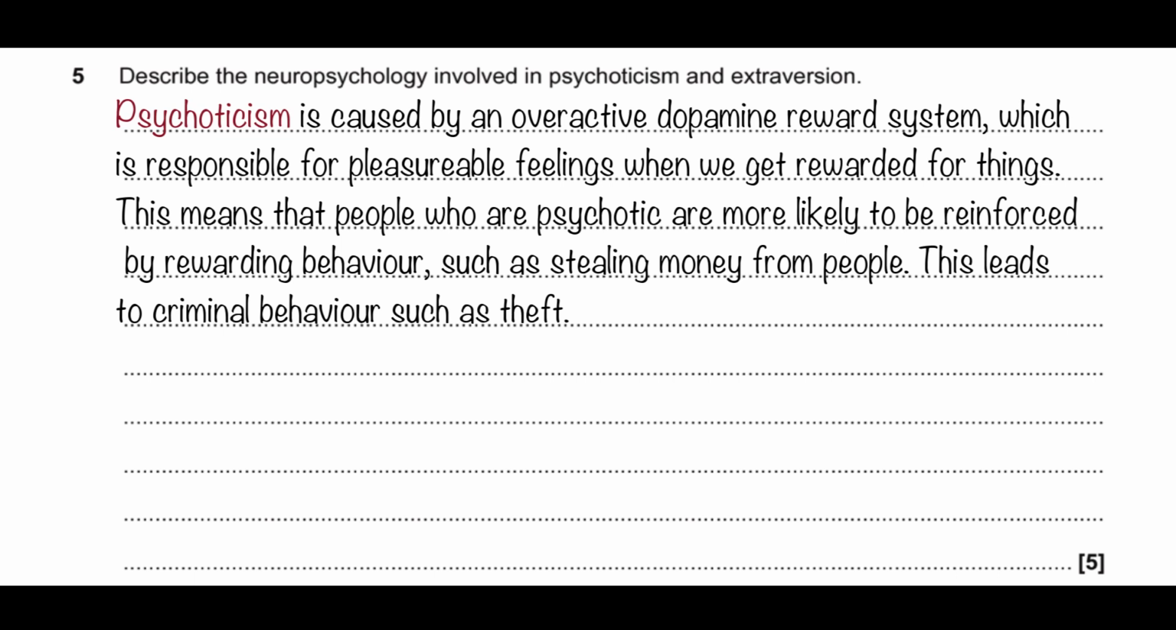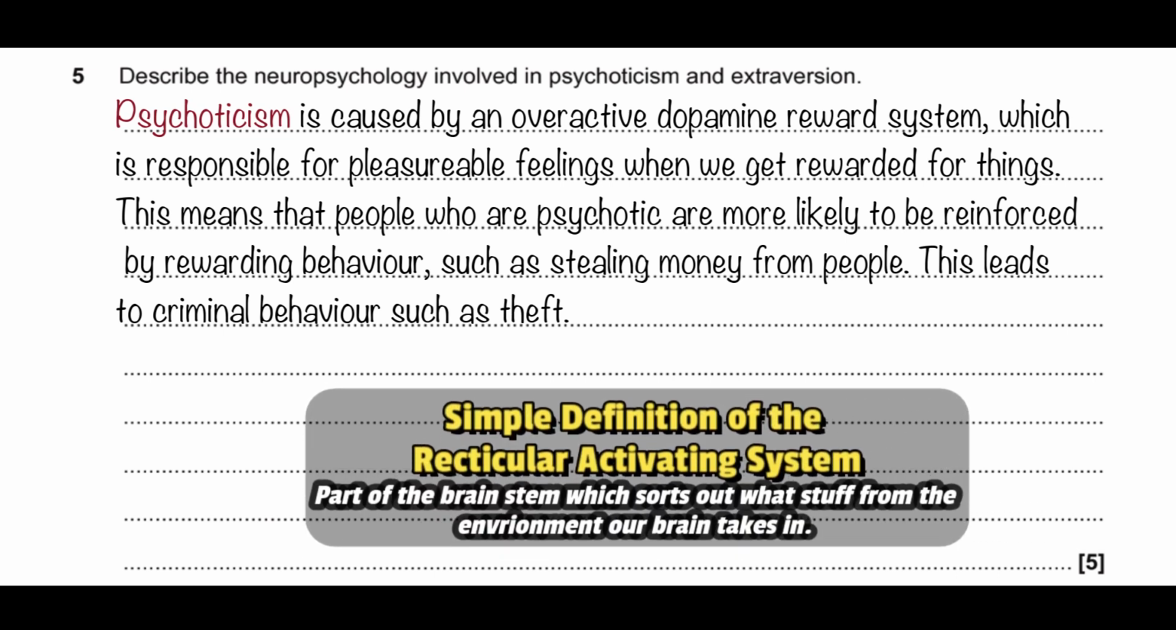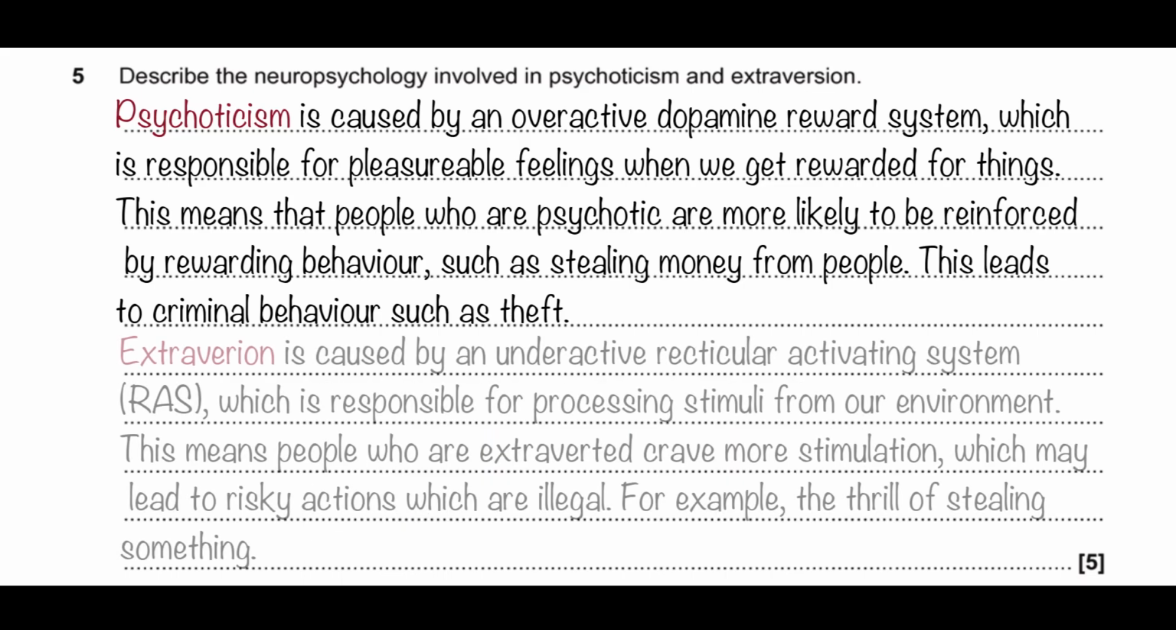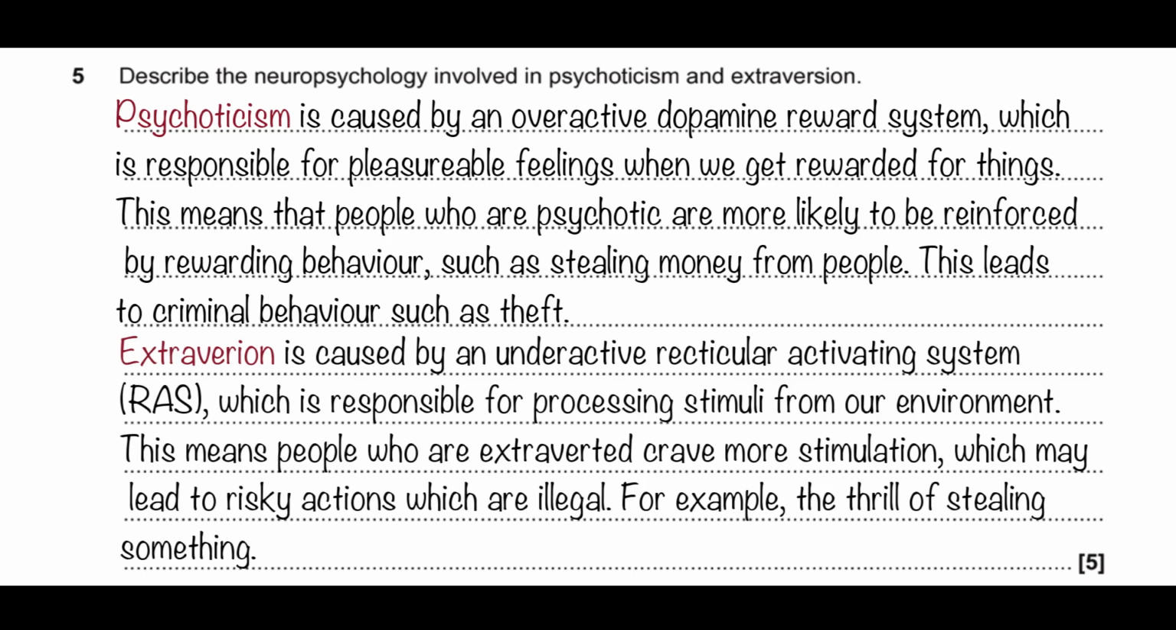Extroversion, I would say, is a little bit trickier. This is caused by a reticular activating system that filters out too much information from its environment. You could also word it as being underactive. It's not letting in enough arousal from the environment. What that means is that criminals, according to Eysenck, really crave that stimulation from their environment. That's what extroverts are. They want that excitement from their environment.